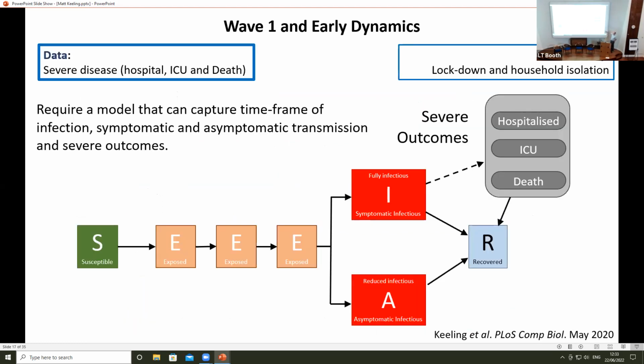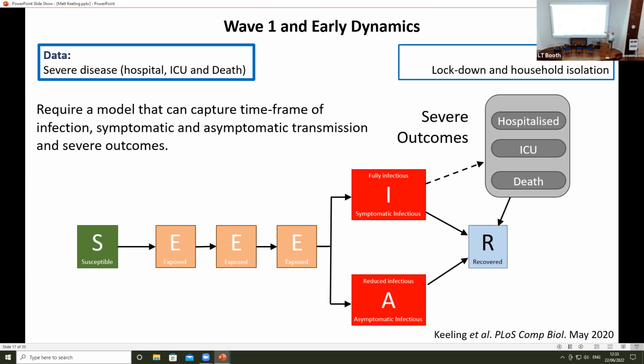Well, as I said, we always start with an SEIR type model. So this was really driven by the data. I'm going to think about which components were driving things, and this is wave one, early dynamics. It's really driven by the fact that the data is about severe disease. We knew some things at the time, so we knew it wouldn't be a simple single E class, single I class. We knew there were going to be more complex things there. So we've got multiple E's, which try and get the distribution of infectious and latent periods right.